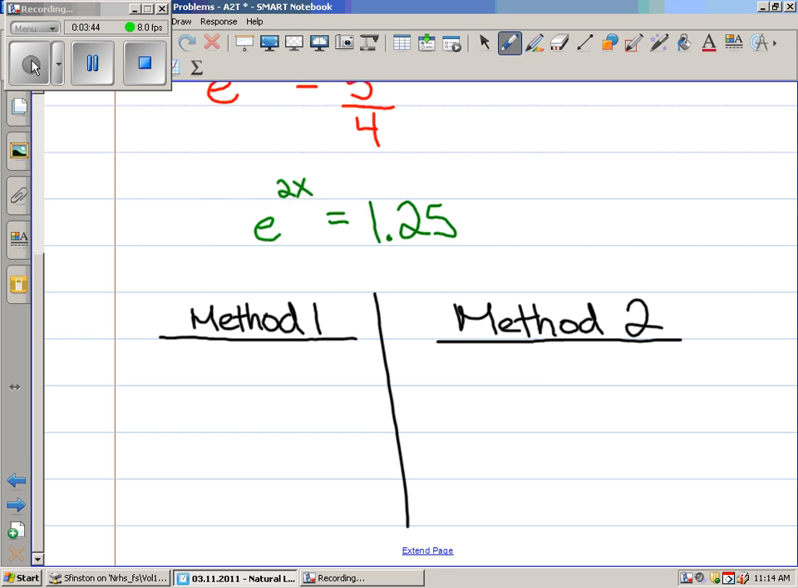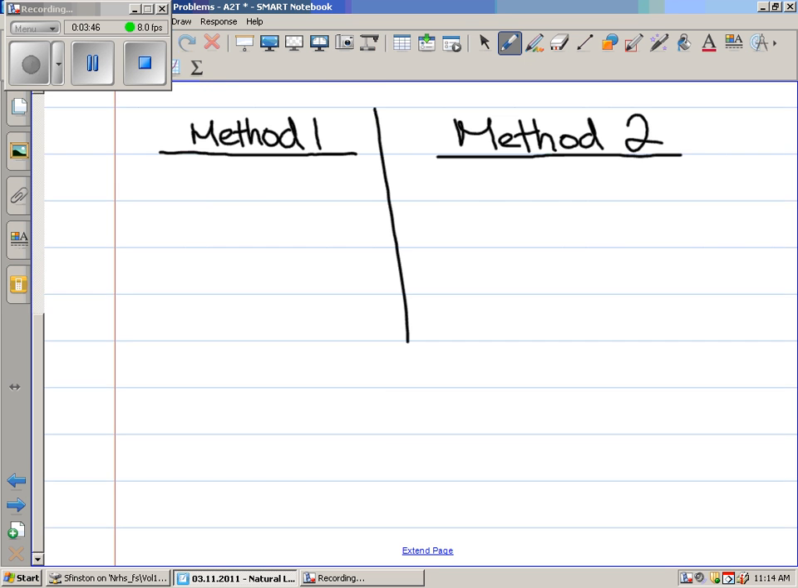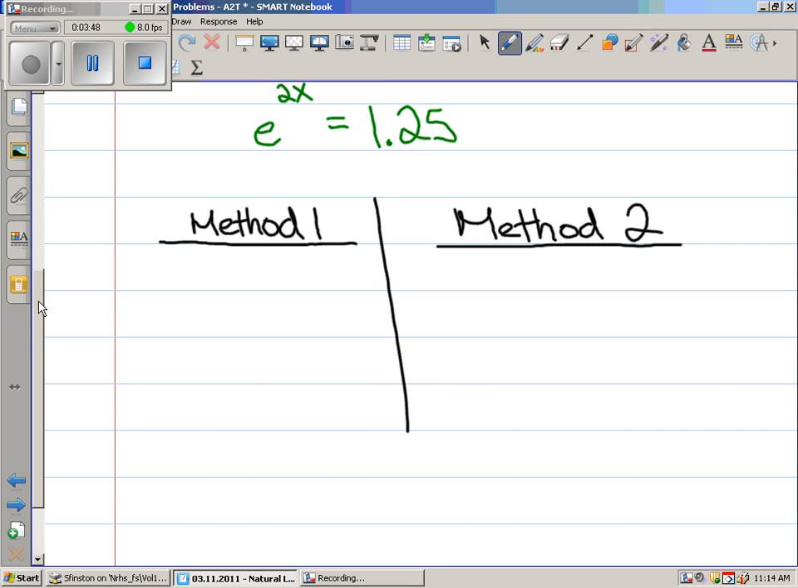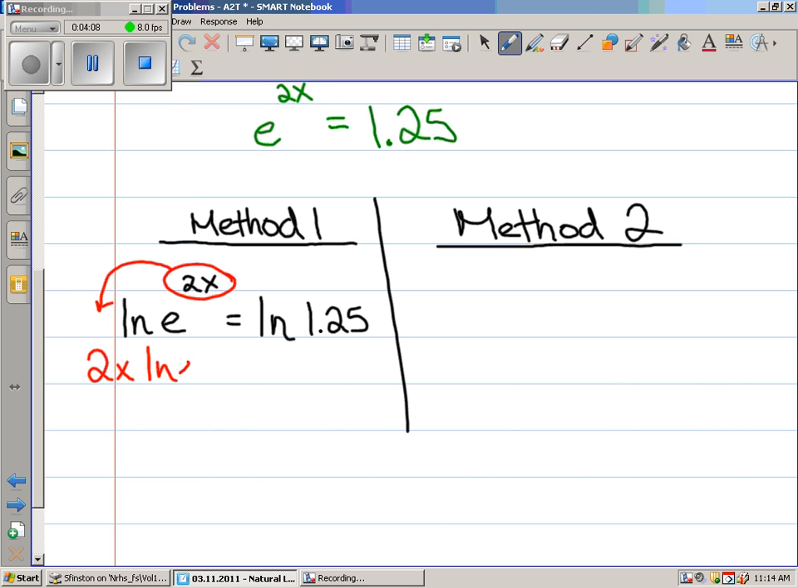Okay. So, you get to this step right here. Let's ln up both sides. So you get the ln of e to the 2x equals the ln of 1.25. The same rules that held for logarithms hold for ln because ln is a logarithm. So you get 2x ln of e.